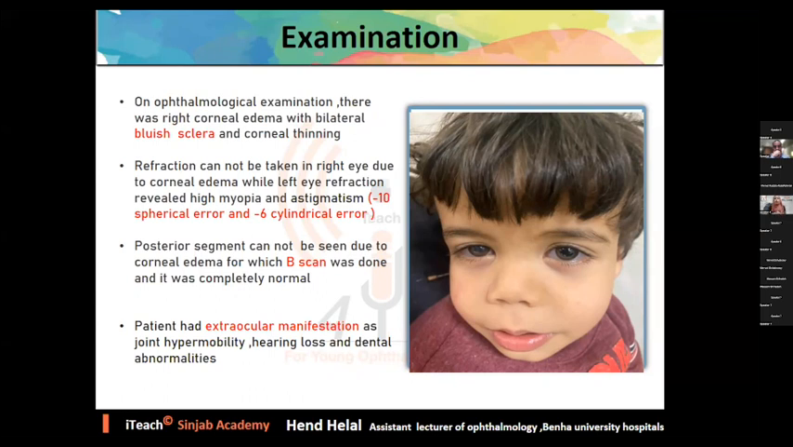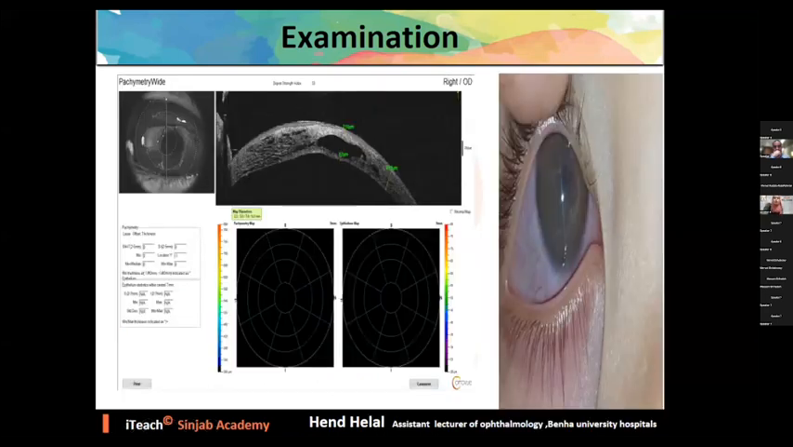So I decided to look for the extraocular manifestations. When asked, the mother reported that this child has joint hypermobility, hearing loss, and dental abnormalities. So I decided to go for the workup, looking for the ocular manifestation, and did the anterior segment OCT for the right eye.